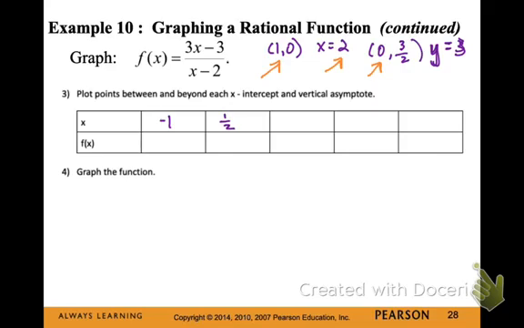Sorry, it's not -1. And then a value that is between 0 and 1 is 1/2. And then between 1 and 2 is 3/2. And then for two values that are greater than 2, I'm just going to stay with my halves. I'm going to go 5/2 and 3.